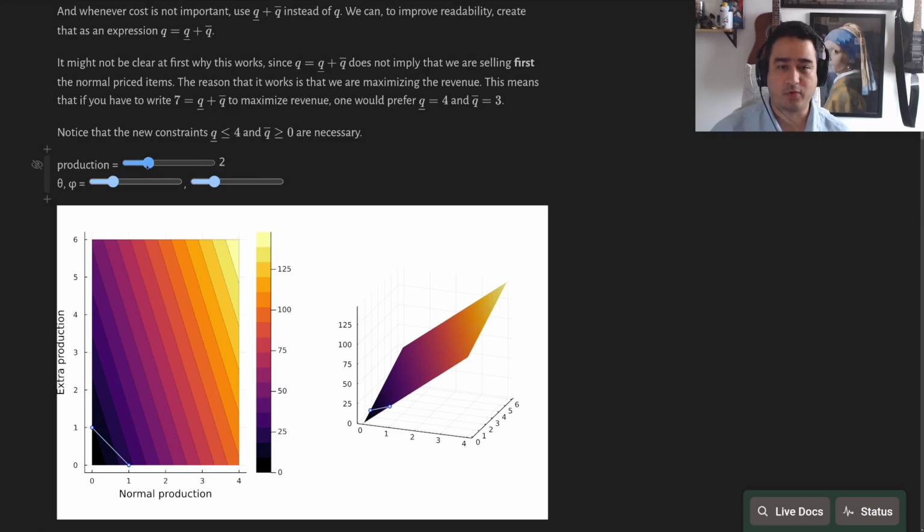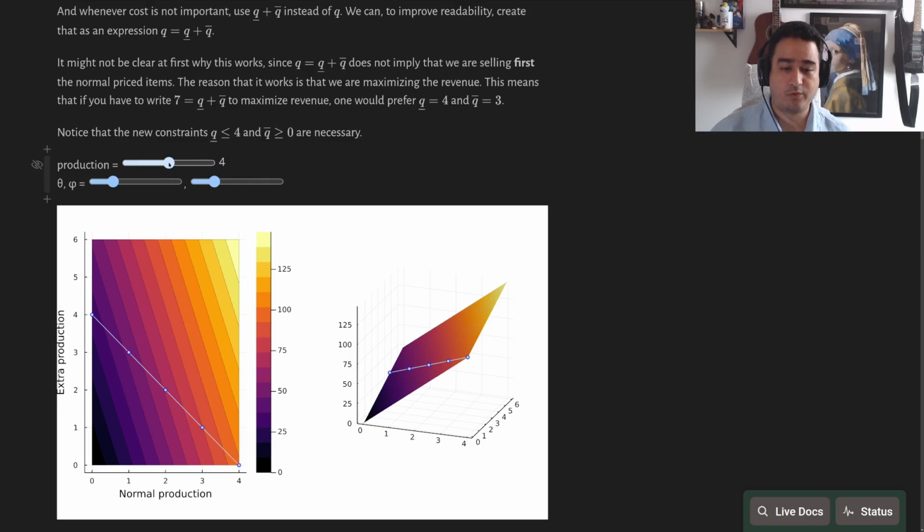So that happens for other values as well. For instance, 3. If I have to choose between 3 normal production and 0 extra, or 2 and 1, or 1 and 2, or 0 and 3, the one that's going to give me the most revenue is by building 3 normal productions and then nothing of the extra production.